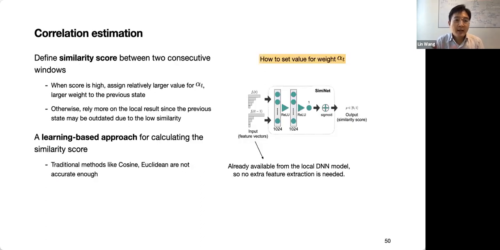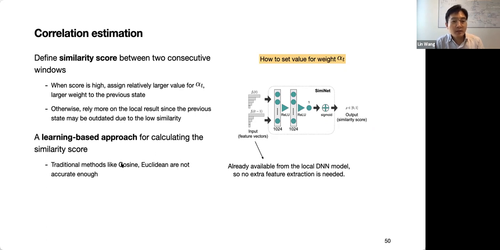So how to decide how outdated they are? We can define a similarity score between the consecutive windows. And then if we have a high score, it means that the correlation is very high. We can still integrate the results into the current prediction. Otherwise, the correlation is too low, then probably we don't want to take too much into account from the remote results. And how to obtain this similarity score?